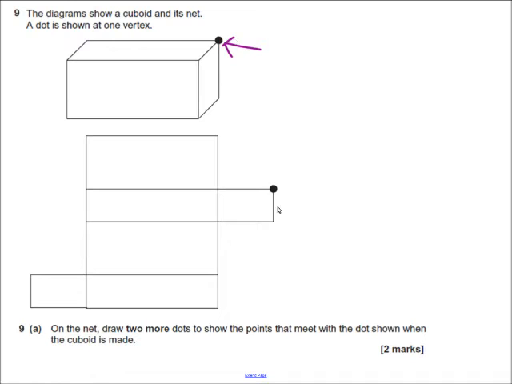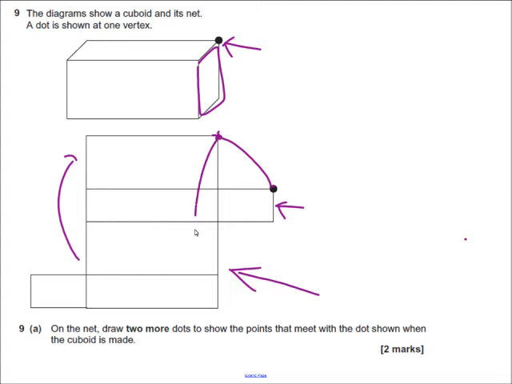Well, this is showing the dot on the side of our cuboid. So what we need to do is fold our net up and find out where this would end up. Well, when we fold it up, one of the places it ends up is there. And then when we fold the center of our net up, this corner here would then meet this corner here. So the dots need to be at the top right and bottom right of the net. And that's worth 2 marks.